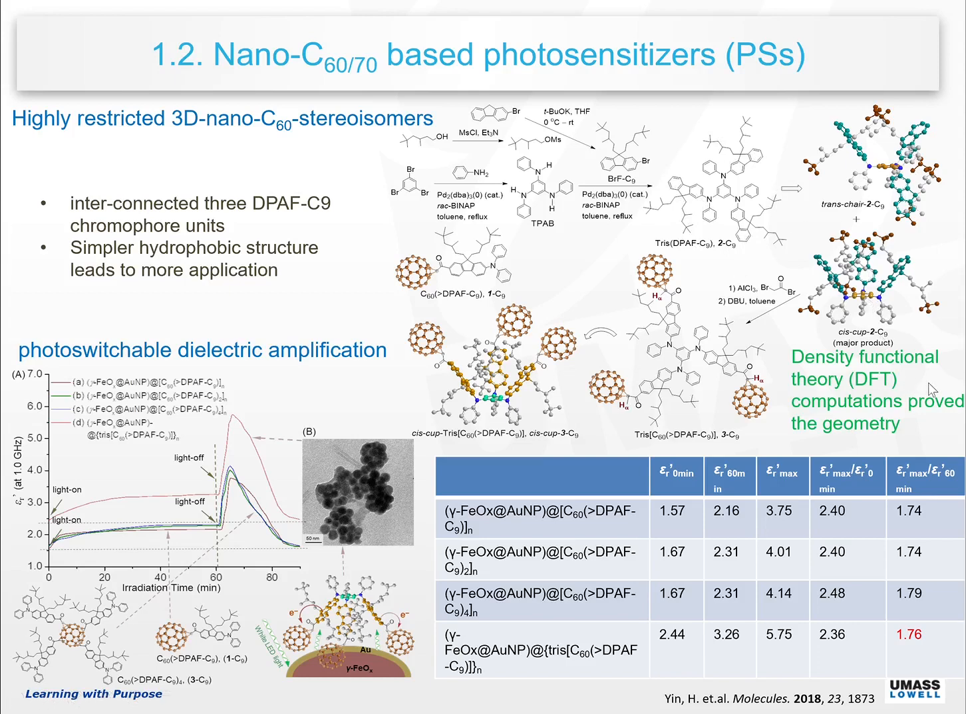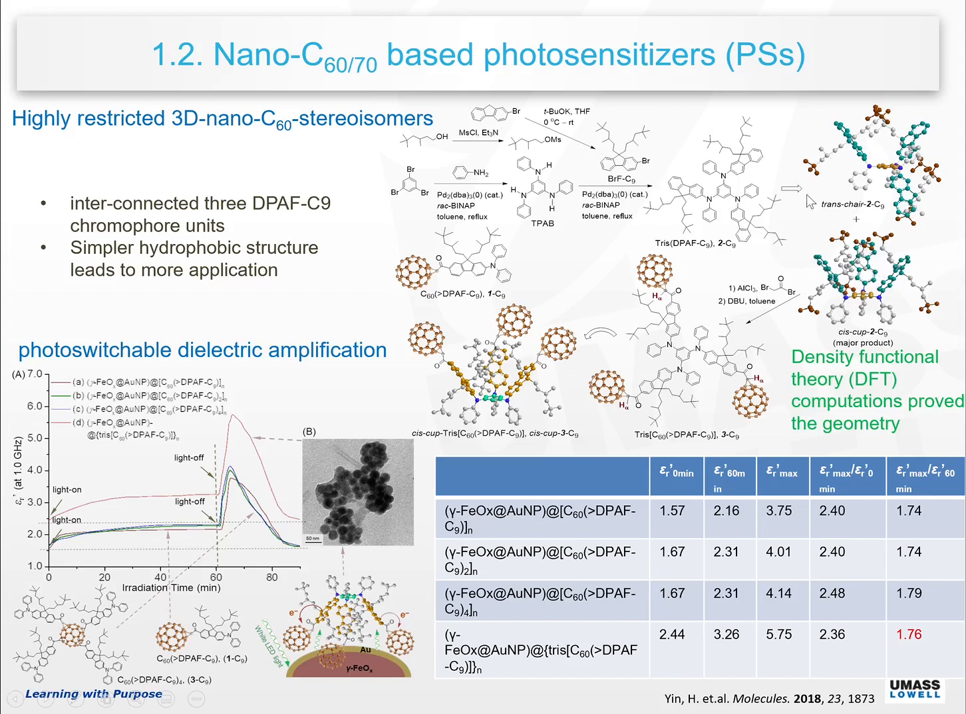And with the help of Professor Wolf, who did the density functional theory computation to prove the structure, we found that this cis-cup C3 form will be the major product of these two isomers. So this is the trans form. That means two DPAF moieties will be facing towards the same direction, and one will be facing towards another direction. And in this geometry, 3 DPAF moieties will be facing towards the same direction.